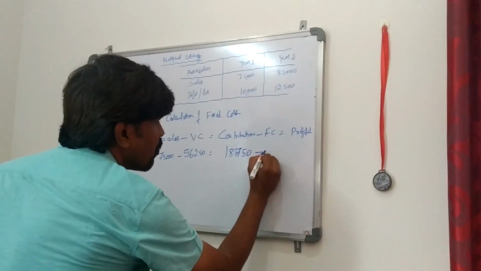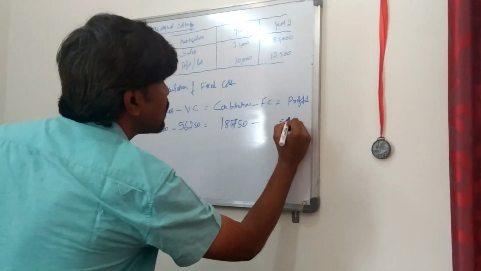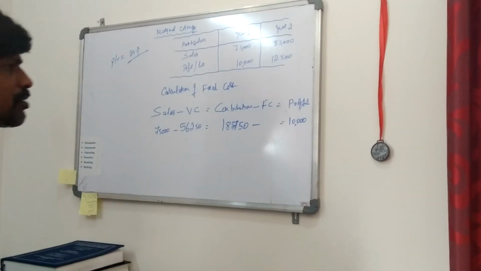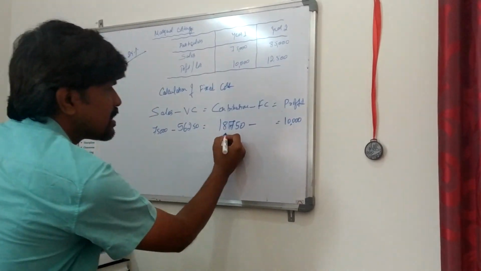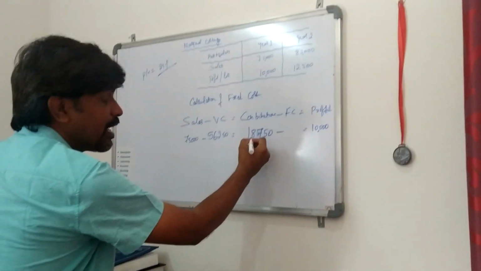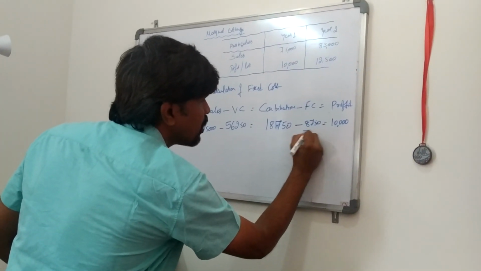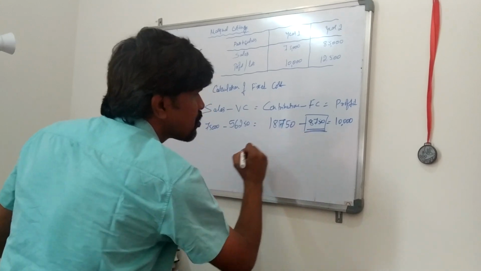We know the profit. Profit for the first year is 10,000. Then the fixed cost is 18,750 minus 10,000, that is 8,750, which is the fixed cost.